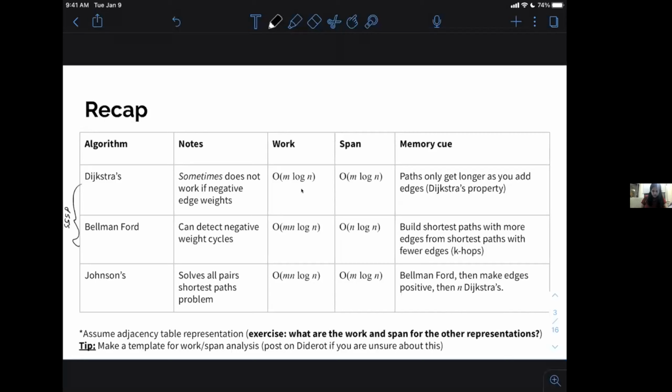Yeah, so all of these works and spans assume an adjacency table representation. I think it's a really good exercise to figure out the work and span with other graph representations. And something that could be really useful for your cheat sheet is to make a template or a table of how you do the work and span analysis for each of these algorithms. Then, depending on whatever changes you throw in, let's say your comparison function is no longer constant, or let's say that this is a tree set.